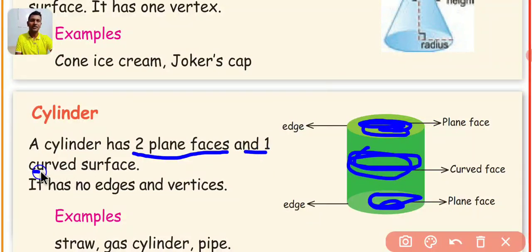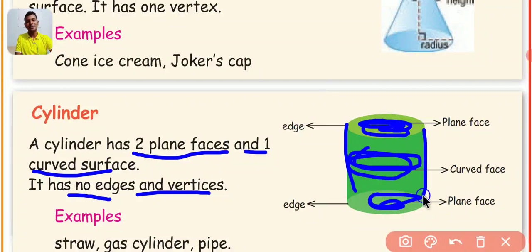Yes, one curved surface, and it has no edges and vertices because there are no straight lines, only curved lines. This is a curved line, not a straight line. It looks like a straight line, but it is a curved line. So be careful. No straight line means no vertices. So a cylinder has two plane faces and one curved surface, and it has no edges and vertices.